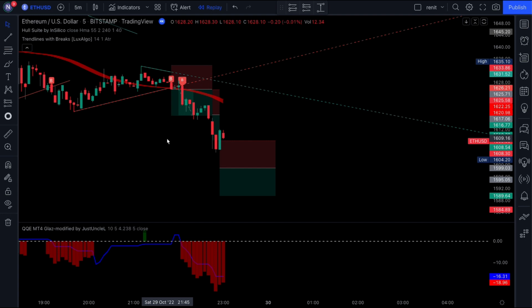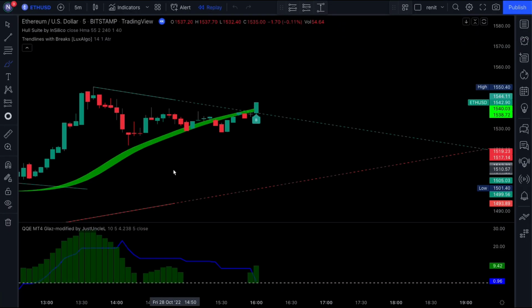Now I'm going to show you the rules for long entries. First, we need to see the whole sweep indicator be a green color. Then the market has to create a pullback. And again, during this pullback, the whole sweep indicator has to stay green. Third, we need the trend lines with breaks indicator to spot a new bullish breakout.